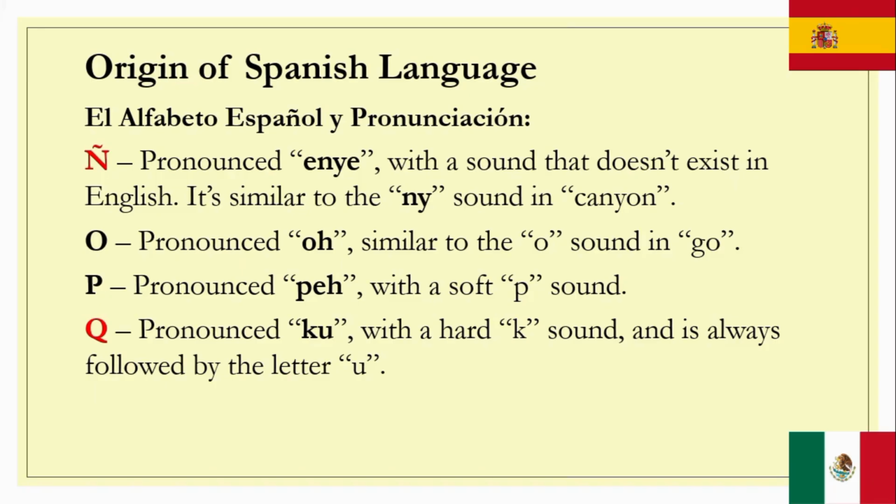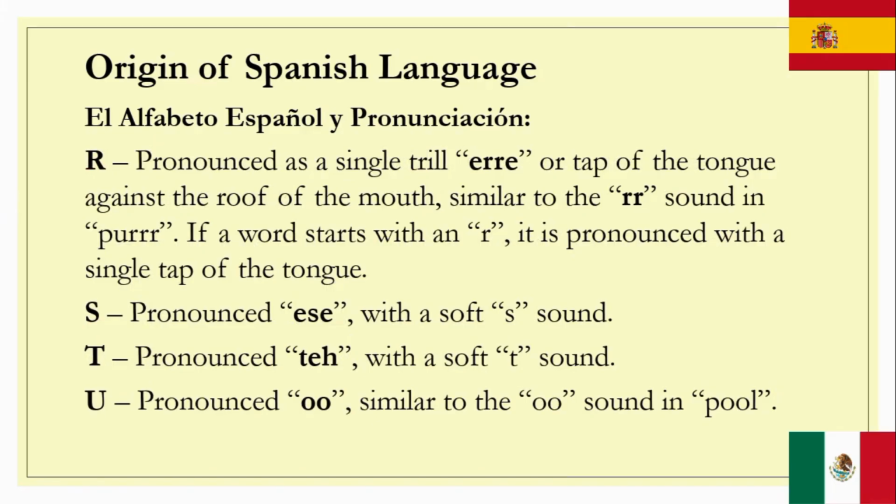P pronounced as pe with a soft P sound. Q pronounced as ku with a hard K sound, and is always followed by the letter U. Then we have R pronounced as a single trill, ere, or top of the tongue against the roof of the mouth, similar to the doble ere or R sound in par. If a word starts with an R, it is pronounced with a single tap of the tongue.